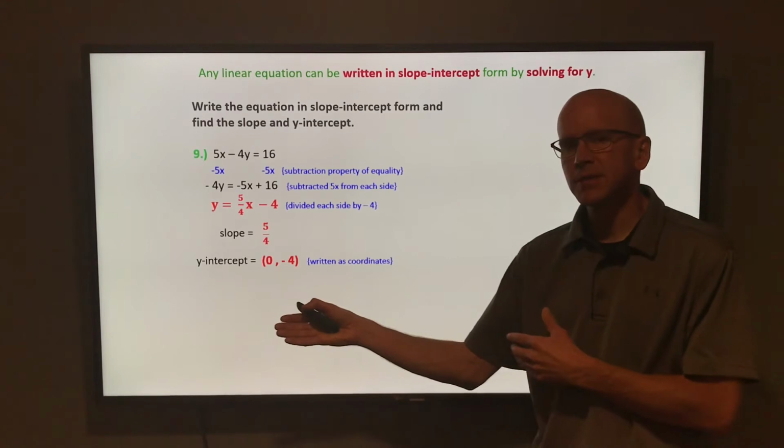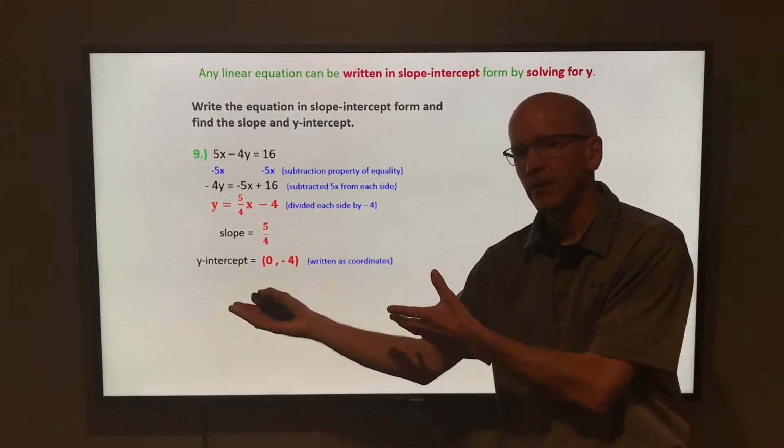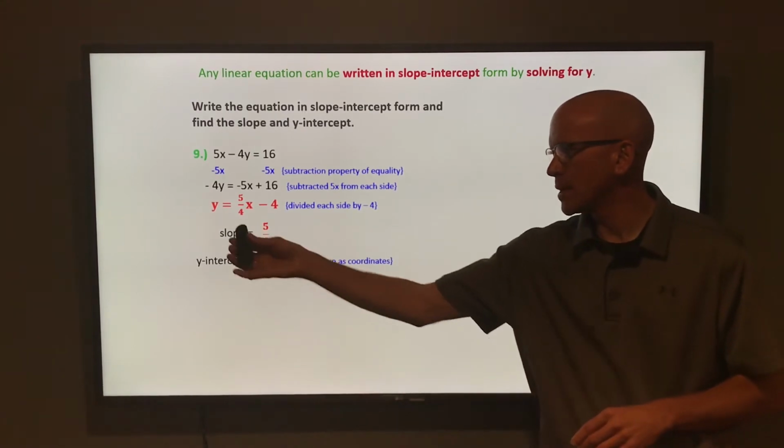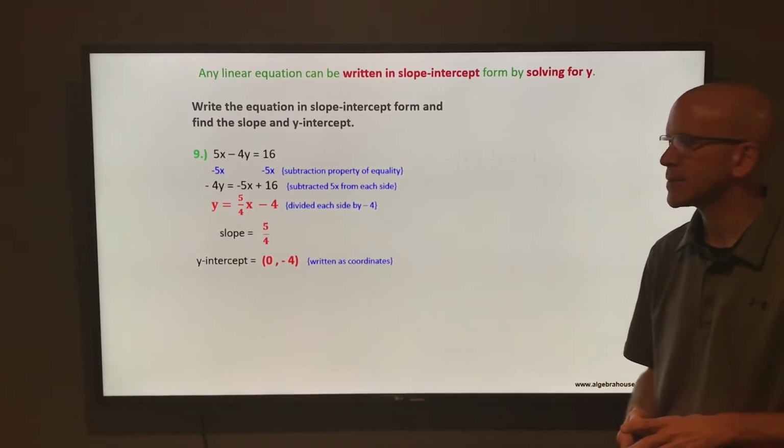So the y-intercept, you could say that's -4, or you could put the coordinates down of (0, -4). Either way, it's the same. Slope is 5/4, the y-intercept's -4. The equation of the line is y equals 5/4 x minus 4.